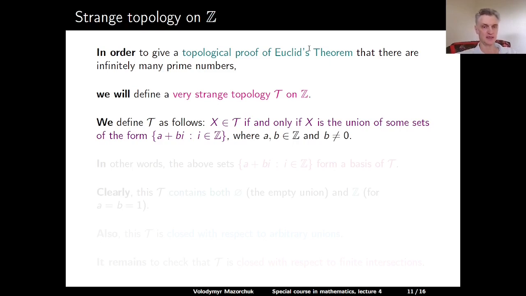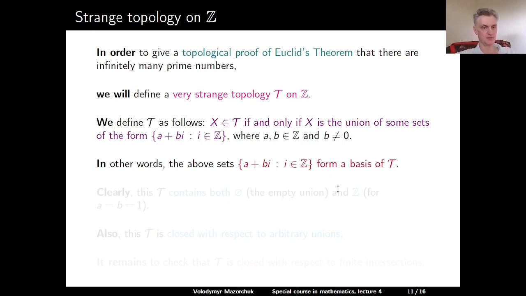So we define the topology 𝒯 as follows. A subset X is in 𝒯, is open, if and only if it is a union of some sets of the form a + bi, where i belongs to Z, where a and b are integers and b is non-zero. So in reality, this means that these are cosets of the additive group Z modulo the subgroup bZ. So we define our topology 𝒯 by saying that these subsets form a basis of 𝒯. The subsets of the form a + bi, where i is an integer, they form a basis of 𝒯.